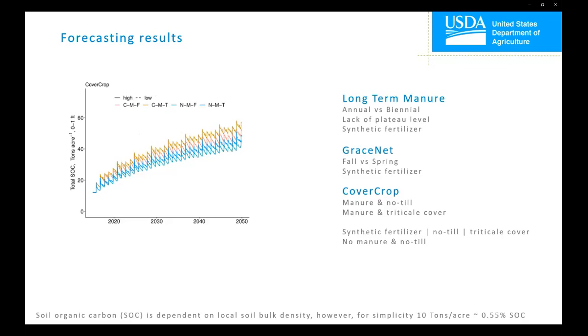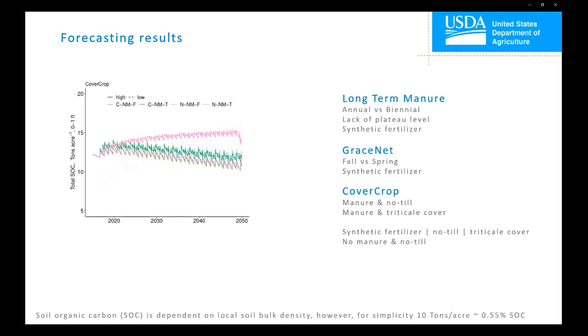At cover crop, when manure was applied, no-till did not appear to benefit soil organic carbon accumulation. Within each tillage practice, the treatments with triticale cover accumulated more soil organic carbon when manure was applied. Notably, it appears as though soil organic carbon is projected to decline under only synthetic fertilizer unless no-till is combined with cover crops, seen with a pink line here.